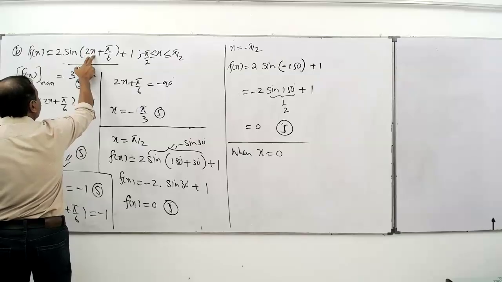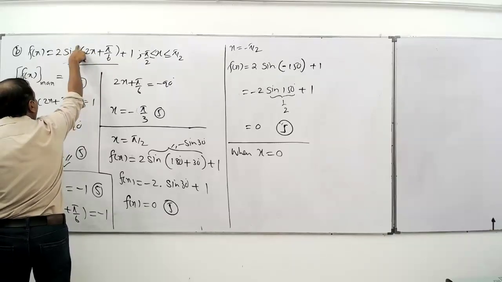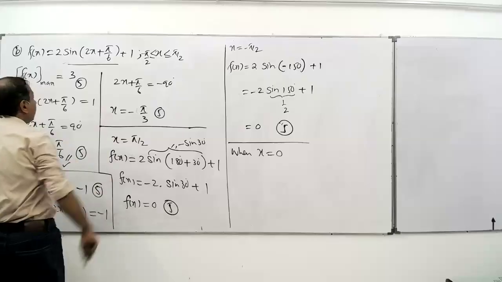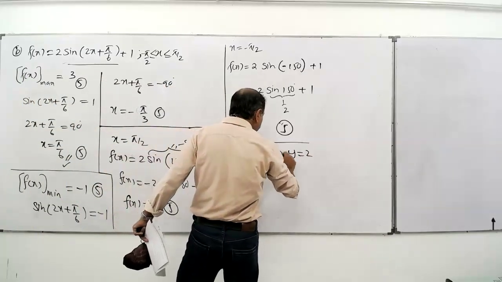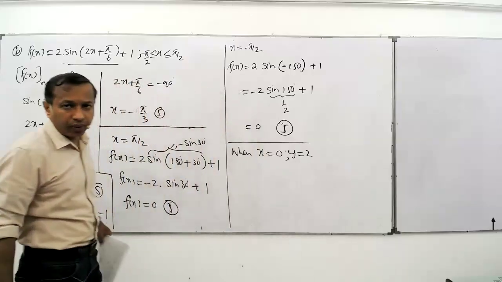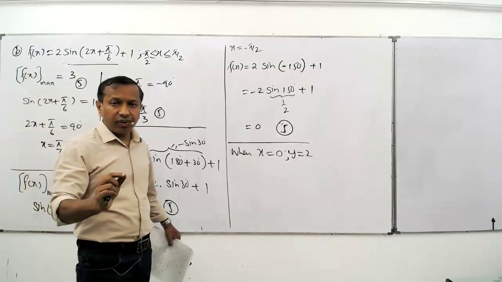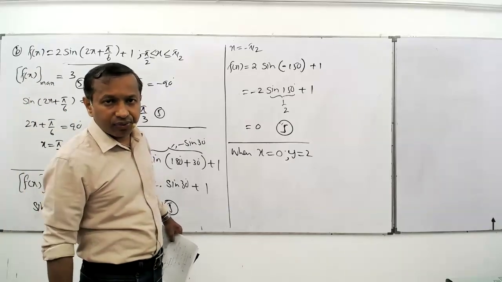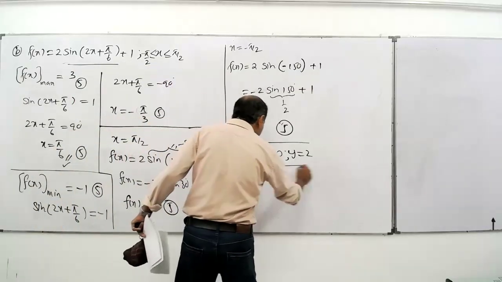Put x equals 0. What do you get here? 2 into 0, 0. Within the bracket 30. Sine 30, half. Half and 2, 1. This is 1. Y is 2. Mentally you can do that. Right. Another one more. What is that? The point where the graph cuts the x-axis. So this is when y is 0.